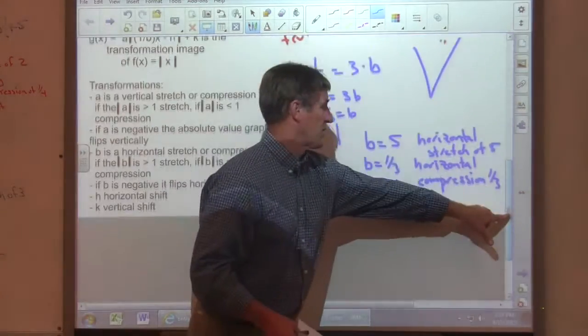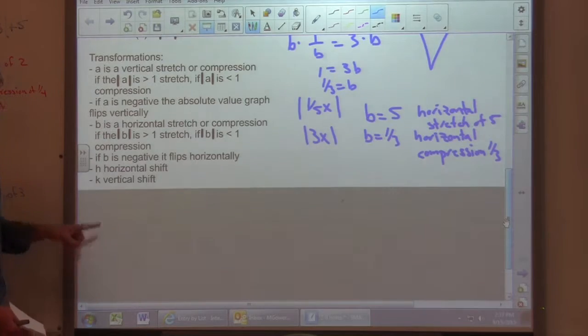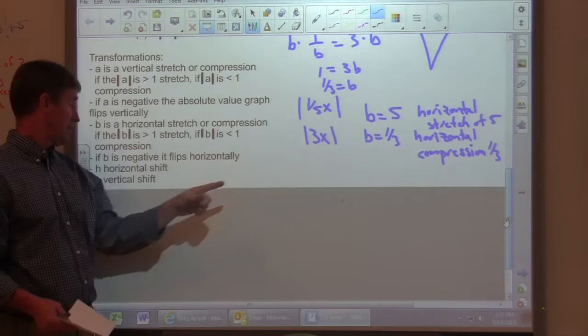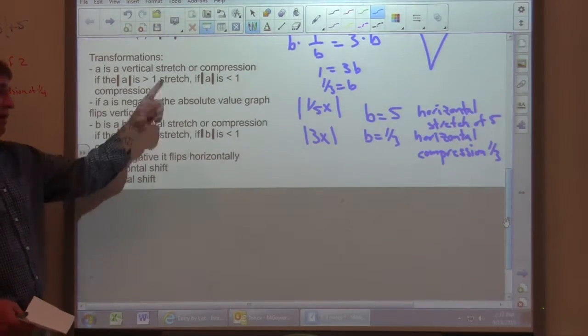And then the last two things we're going to look at is h and k. H is a horizontal shift. Horizontal would be left and right. And k is a vertical shift, up and down.